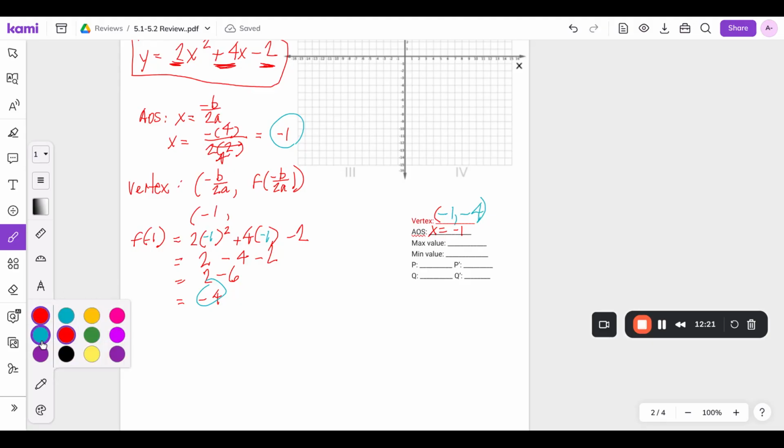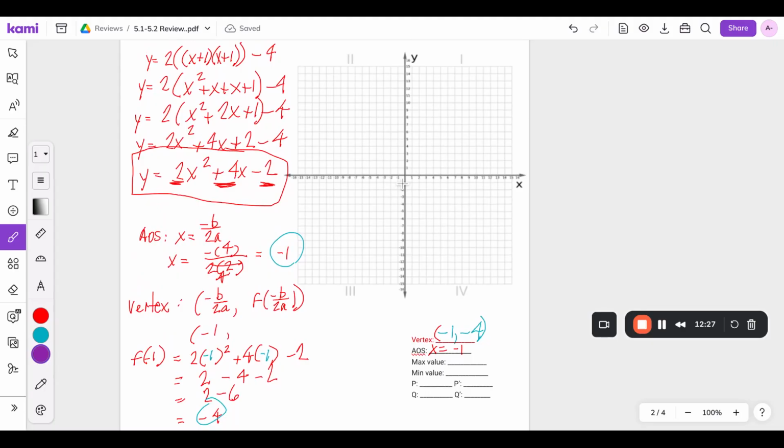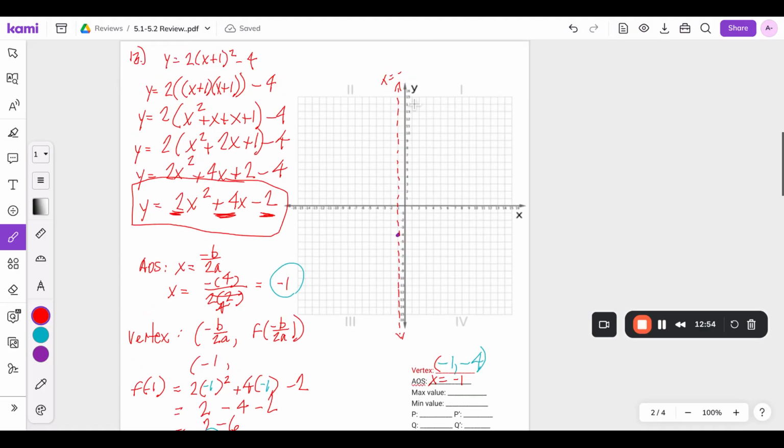You're going to want to go to the graph and plot negative 1, negative 4. Okay, x is negative 1, y is negative 4. Puts me right there. That's a vertex. You're going to have to draw the axis of symmetry and label it on the graph. So you might as well do that right away. X equals negative 1. Okay, that's your AOS.